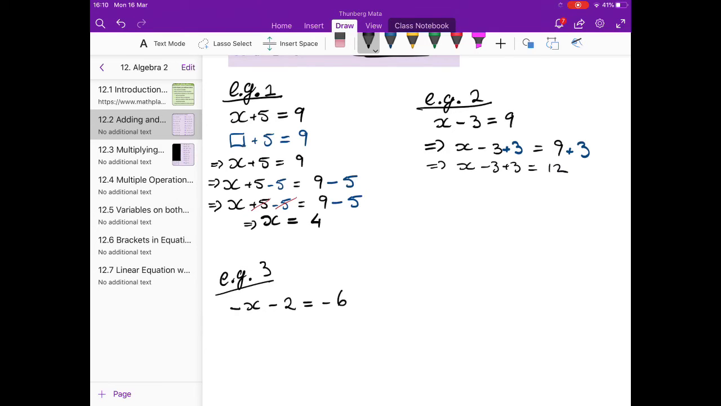Minus 3 plus 3, they'll cancel each other out. I'll be left with 0. And then I'll be left with x is equal to 12.